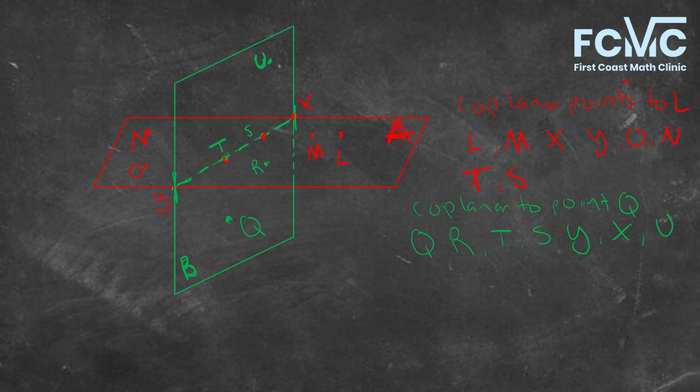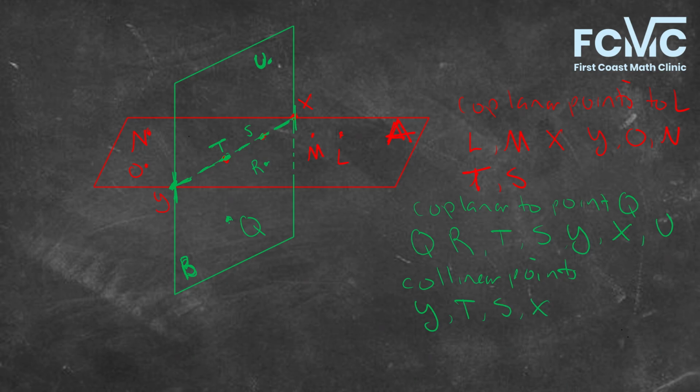All right, what about some collinear points? Well, we notice that we've got point Y, T, S, and X all on the same line. They're all on this intersection here. So our collinear points, we can name Y, T, S, and X.